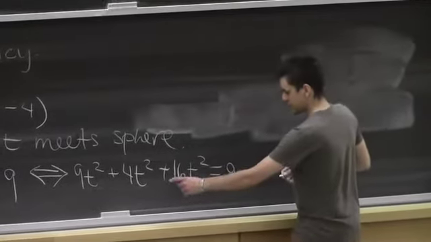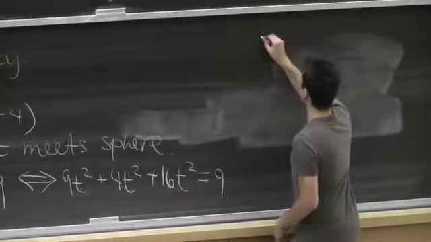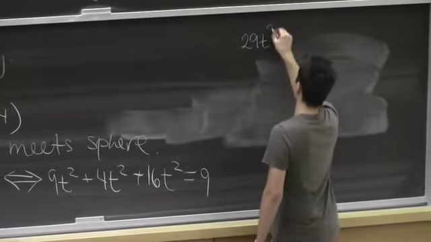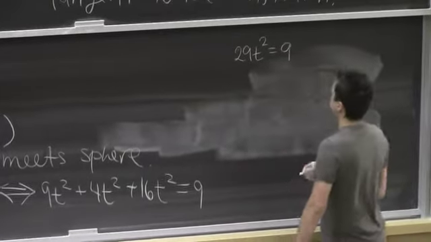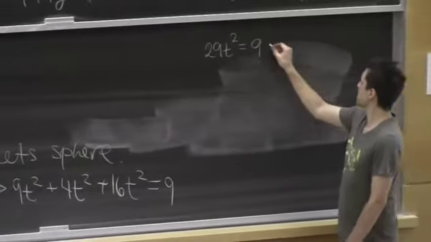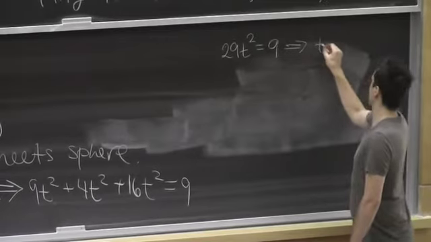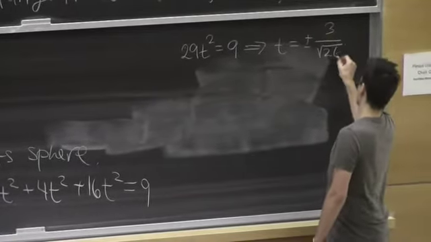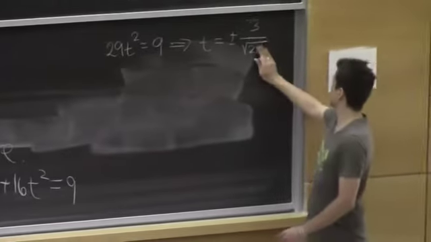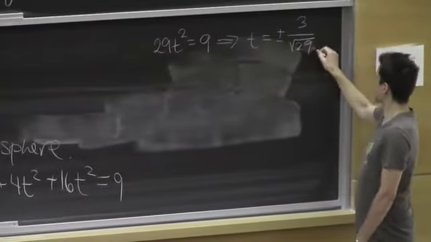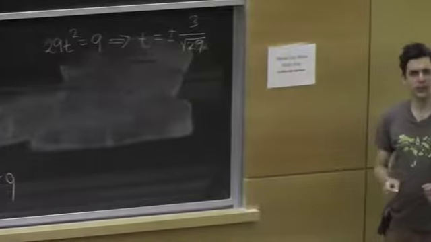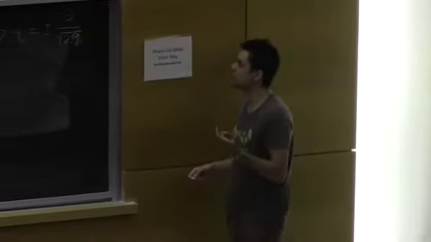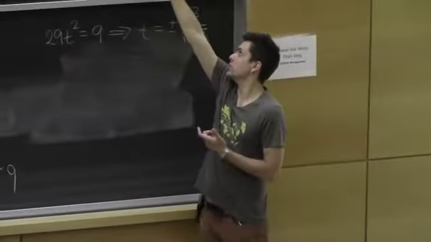So what do we get? We get 29. T squared is 9. Okay, so we get two solutions. Those are the two points of intersection, right? The top one and the bottom one.